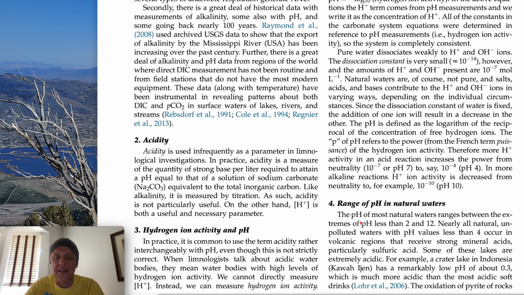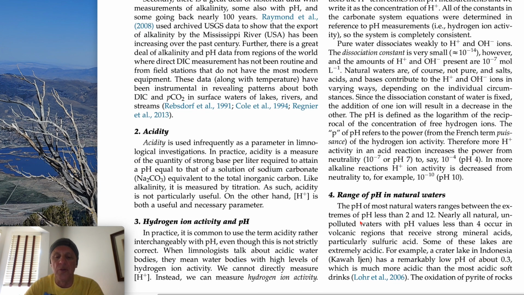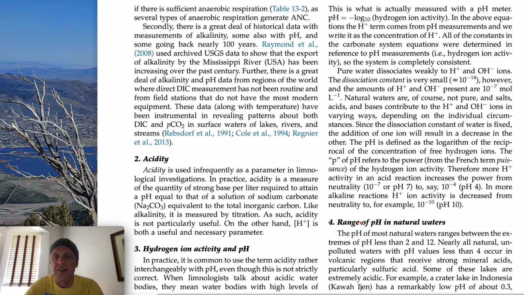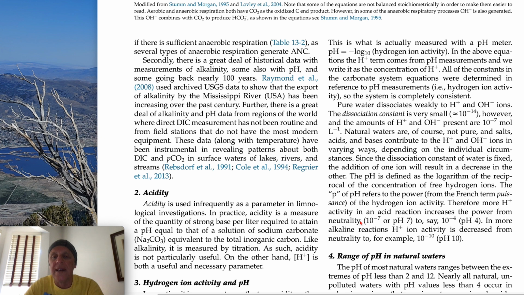Hydrogen ion activity and pH. In practice, it is common to use the term acidity rather interchangeably with pH, even though this is not strictly correct. When limnologists talk about acidic water bodies, they mean water bodies with high levels of hydrogen ion activity. We cannot directly measure protons. Instead, we can measure hydrogen ion activity. This is what is actually measured with a pH meter. pH is equal to minus log 10 of the hydrogen ion activity.